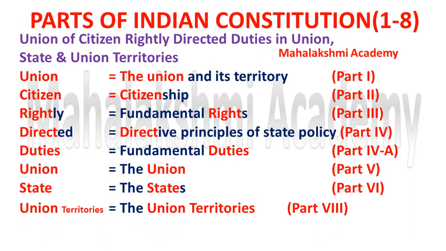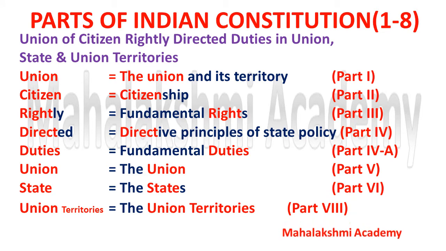So here we are at the parts of Indian Constitution. We are going to learn the parts of Indian Constitution through the short code. In the first slide we are going to learn parts 1 to 8, with the short code: Union of Citizens rightly directed duties in Union, State and Union territories.